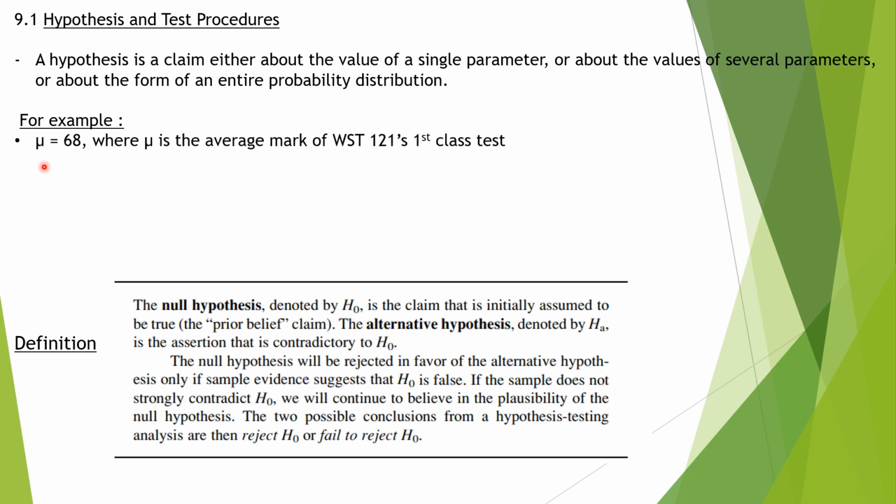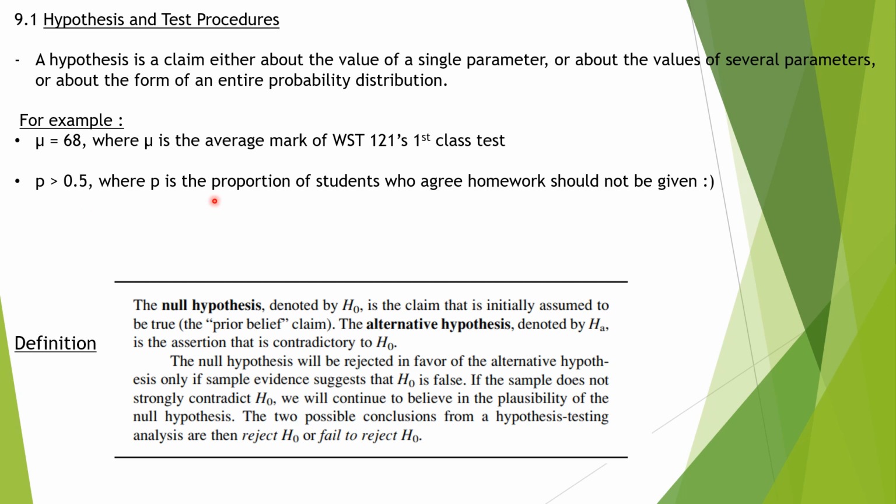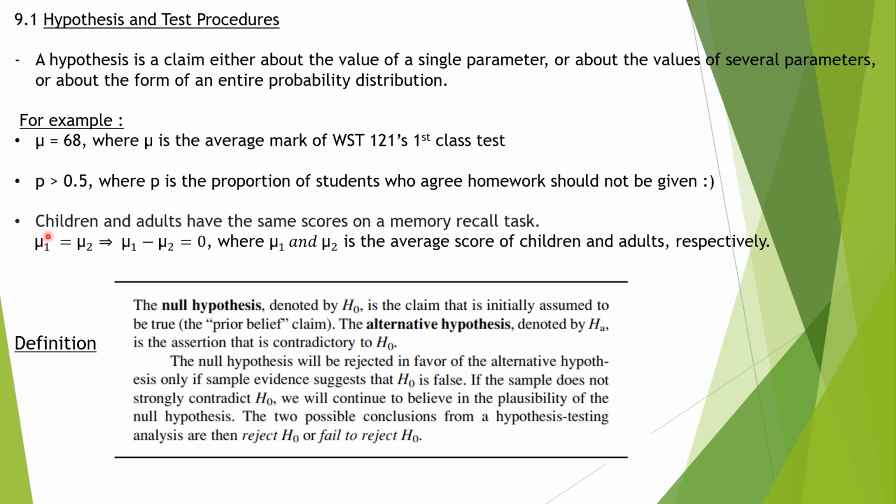We can also have that mu is equal to 68, where mu is the average mark of WSP 121's first class test, or that P is greater than 0.5, where P is the proportion of students who agree homework shouldn't be given. Or we can compare two averages. Say for instance, we have a statement that says children and adults have the same scores on a memory recall task. Then we can formulate a claim in this form. So we can have mu1 is equal to mu2, or that there is no difference between the two averages, where mu1 is the average score of children and mu2 is the average score of adults.